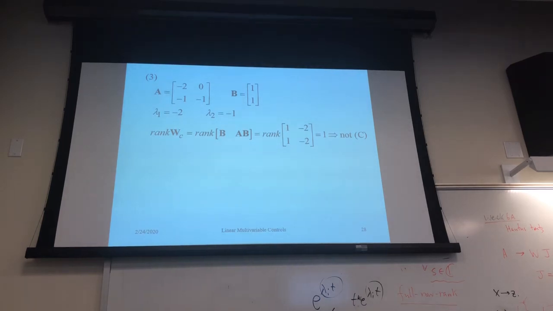Then we check the controllability matrix, its rank. B, AB is this one and this one. B is 1, 1. AB gives you -2, -2. So the rank is 1. It's not controllable. Okay, but let's do a Hautus test.